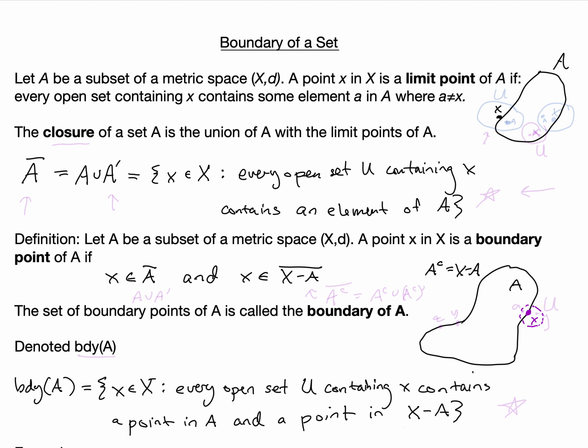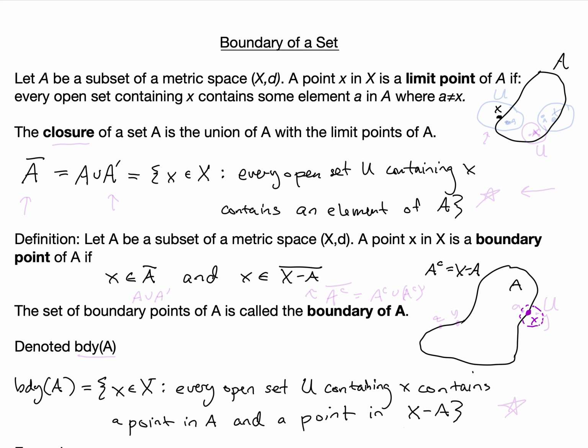This video is on the boundary of a set. First, let's just recall a couple definitions that are related. So first, if A is a subset of X where (X, d) is a metric space, then a point x in X is a limit point of the set A if every open set containing x contains some element a in A other than the point x itself.